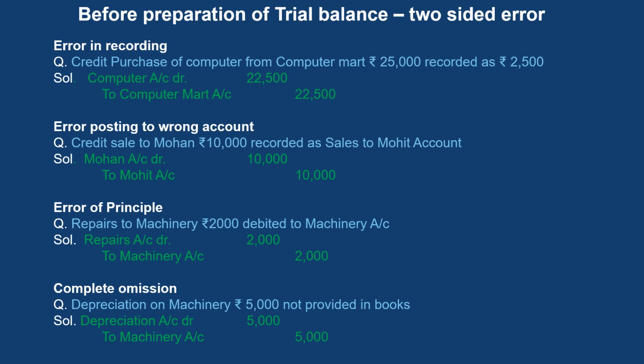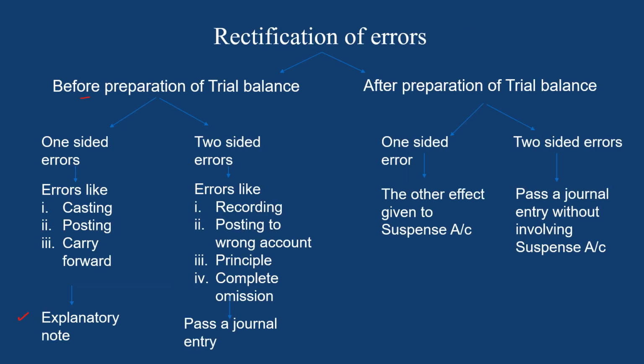So in this way, when there are two-sided errors which you come across, you can rectify them by passing a proper journal entry so that the correct effect goes into the correct account. I hope it's clear. So this was entirely related to when the errors were identified before the preparation of trial balance and you have gone ahead and rectified them when they were one-sided and two-sided.